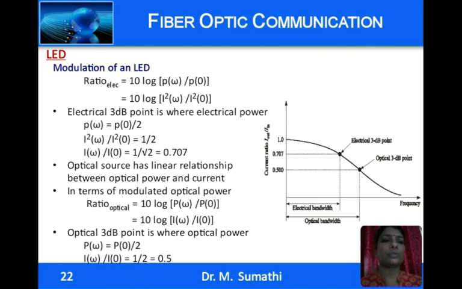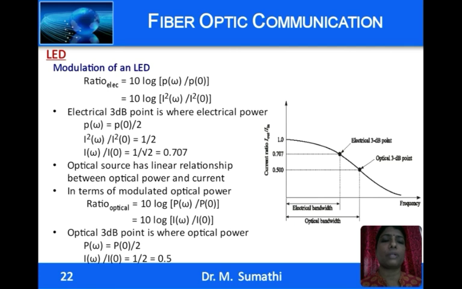The electrical ratio is given by 10 log electrical power for a modulating frequency omega by electrical power at 0 modulating frequency, and the current and power relationship is given, power is equal to I square R. So, substituting the value of I. The electrical 3 dB point is where the electrical power has reduced to 50%, and substituting the value of current for it, we get it is equal to 1 by 2, and current, the ratio is 1 by root 2, that is 0.707, which can be seen in this graph.